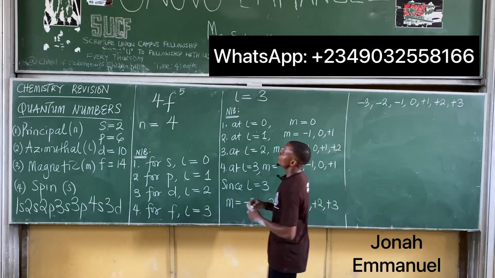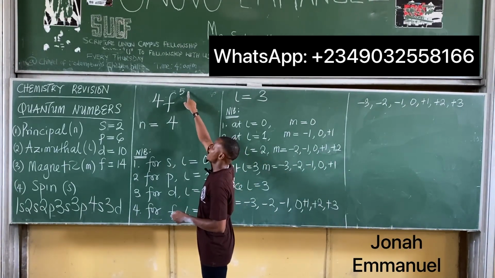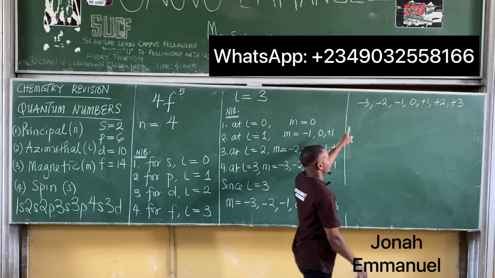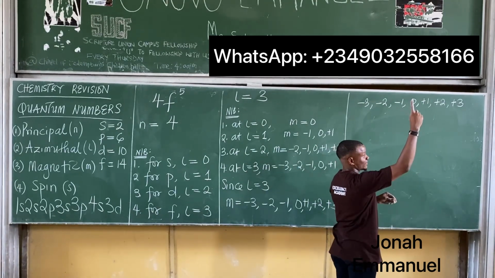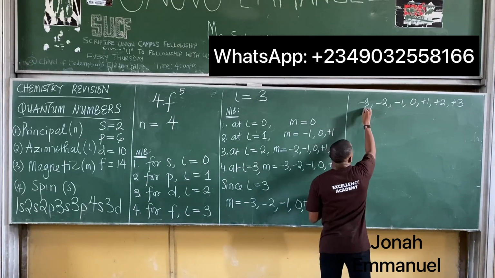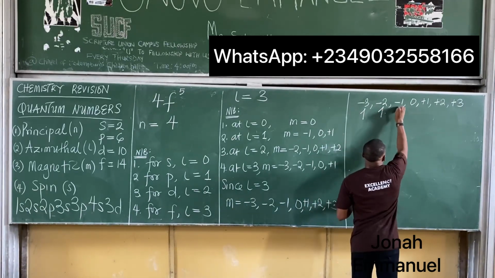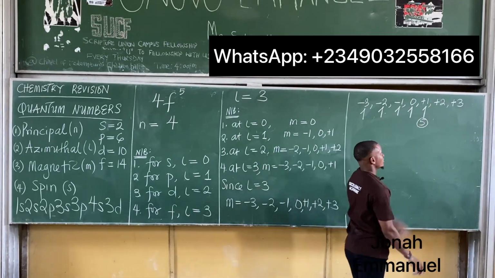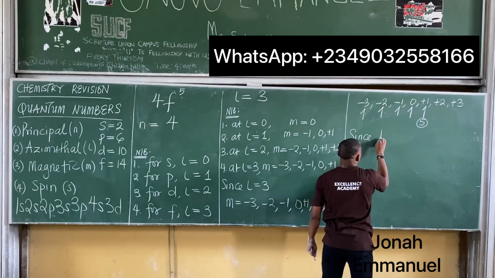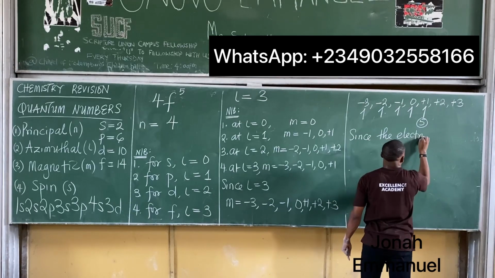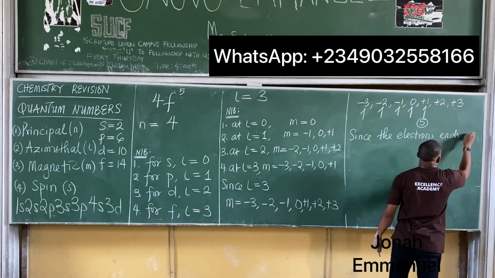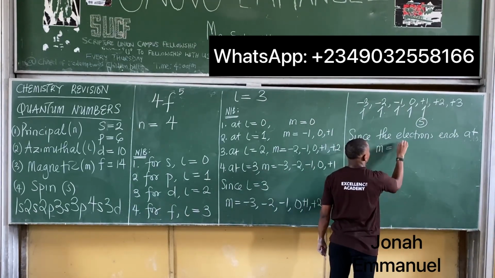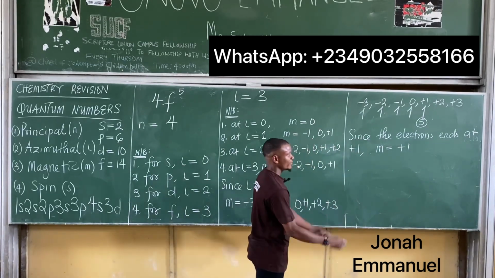Next up, I will plot these configurations. There are 5 electrons here. Pick out these 5 electrons and plot them. Don't forget, I go upwards first before I start going downwards. So I have 1, 2, 3, 4, 5. Since the electrons end at plus 1, it means that magnetic M is equal to plus 1. That's as simple as you can get.